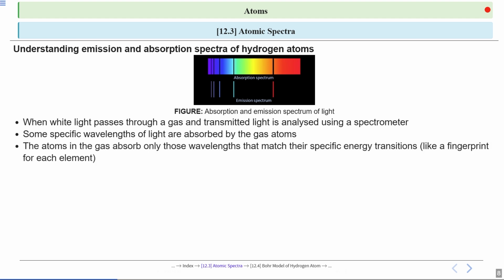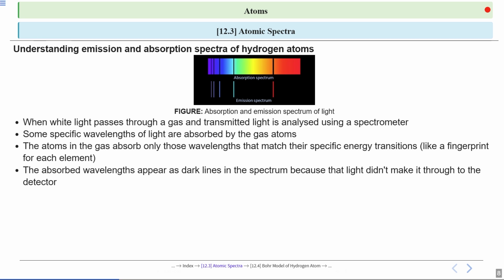The atoms in the gas absorb only those wavelengths that match the energy needed for their electrons to jump from one energy level to another. This is unique for each element, so it's like a fingerprint. For example, hydrogen will absorb different wavelengths than sodium or helium atoms.